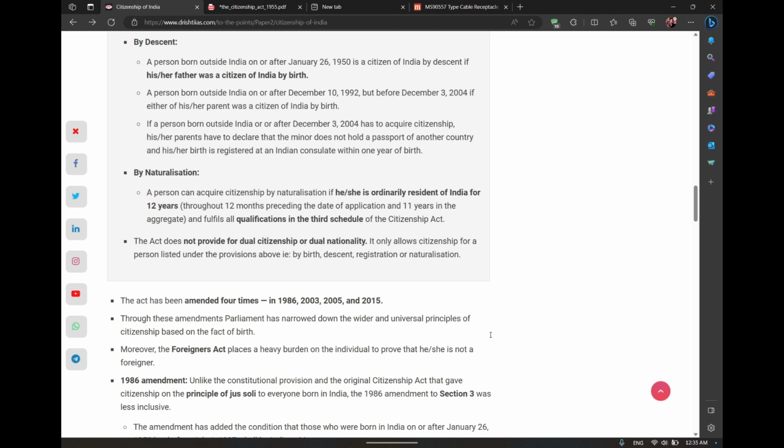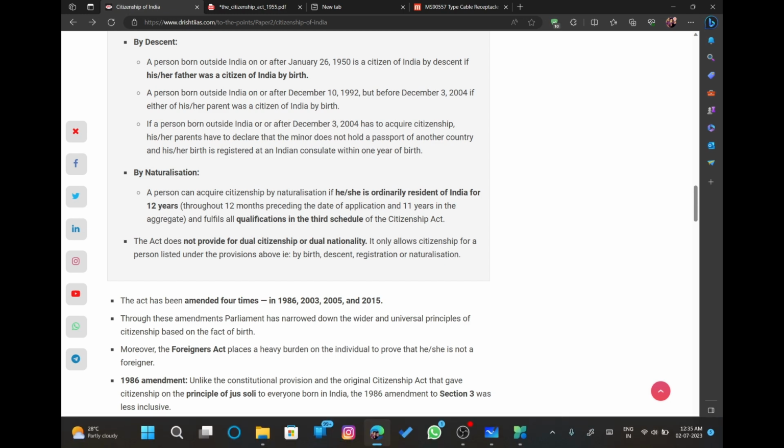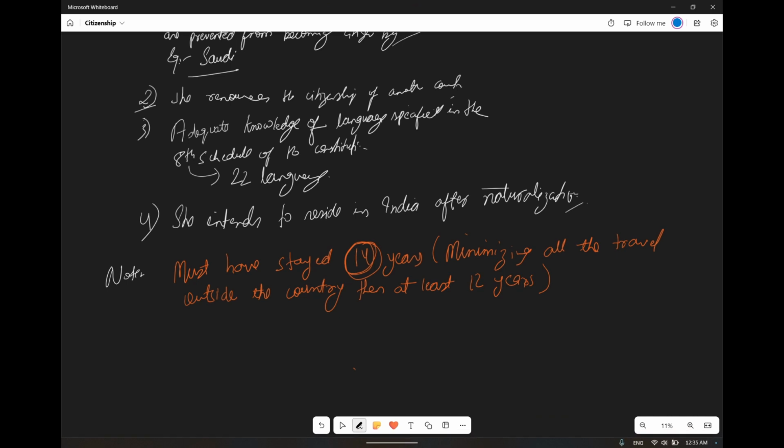On that basis only the person will be given citizenship by naturalization. But there must be knowledge in detail of the terms and conditions. Adnan Sami was given Indian citizenship on the basis of naturalization. So the person must have stayed 14 years within India, and minimizing all the travel outside the country, at least 12 years.